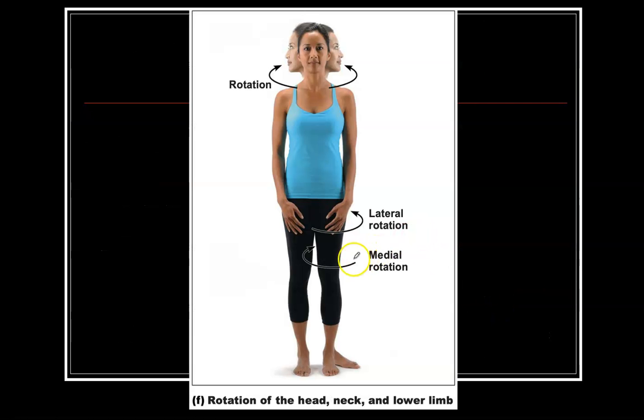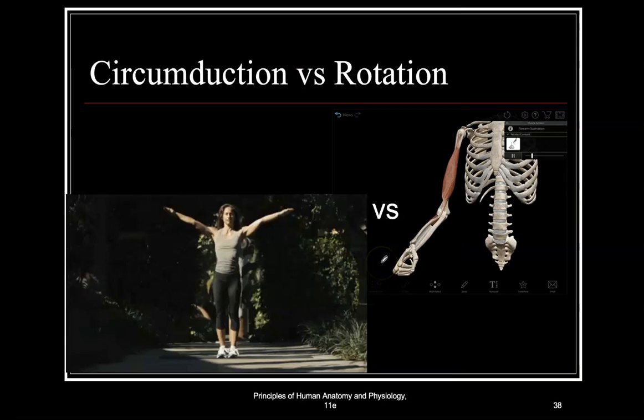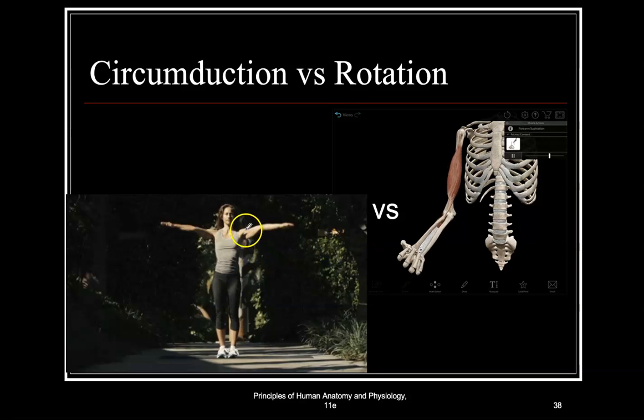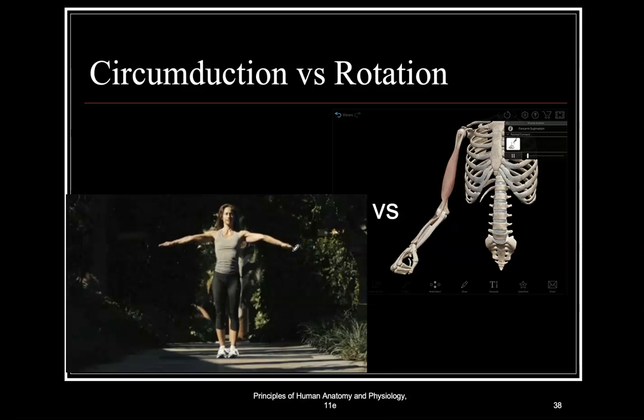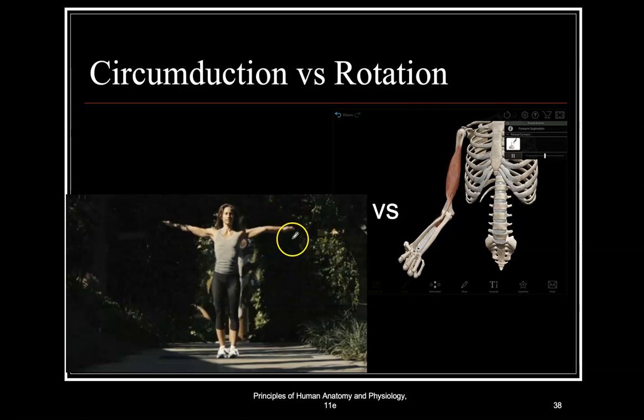So I think I've got some examples of the difference between circumduction versus rotation, because I feel like a lot of students have trouble with circumduction versus rotation. So here would be circumduction, okay? Circumduction is moving a limb in a circle like this, a circular cone-like movement. And then here, rotation is going to be here. I'm going to go through this.